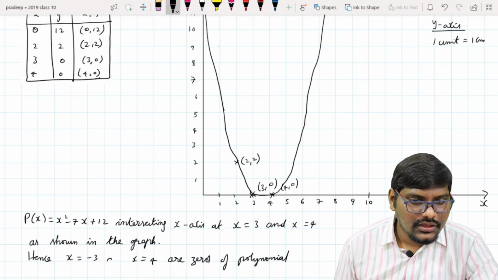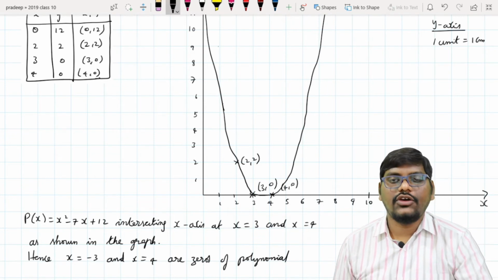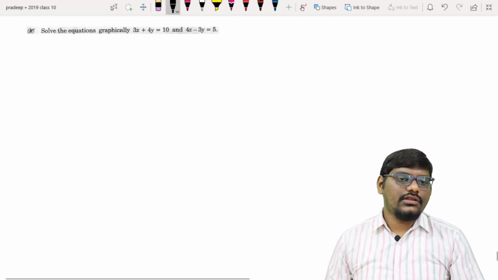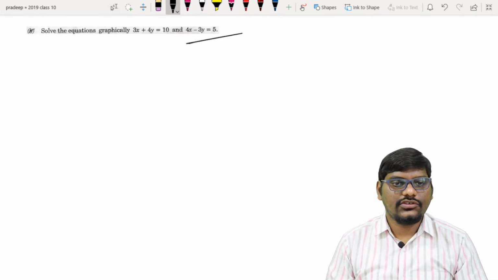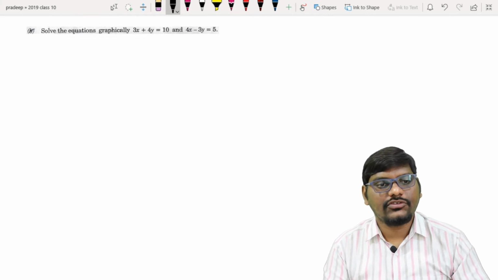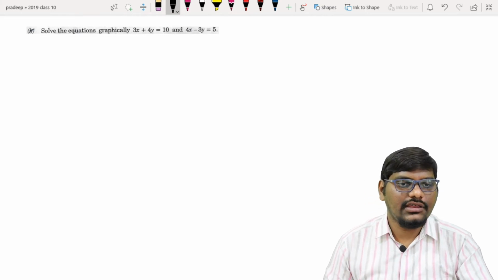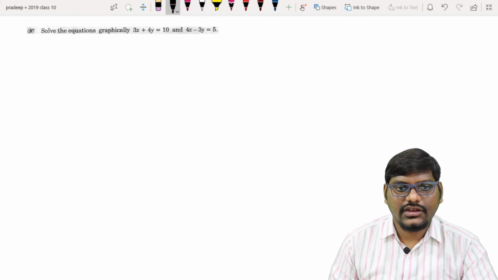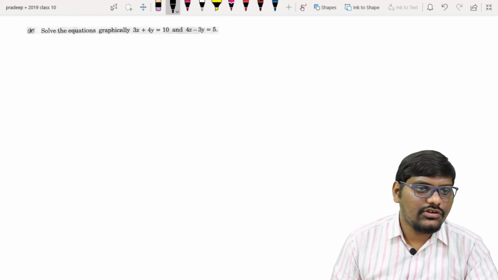Okay, so this is all about this problem. I hope this is very clear to you. So in question number 14 there are two questions, that is A and B. So this is question B. The question says solve the equations graphically. So there are two equations, that is 3x plus 4y equal to 10 and 4x minus 3y equal to 5.